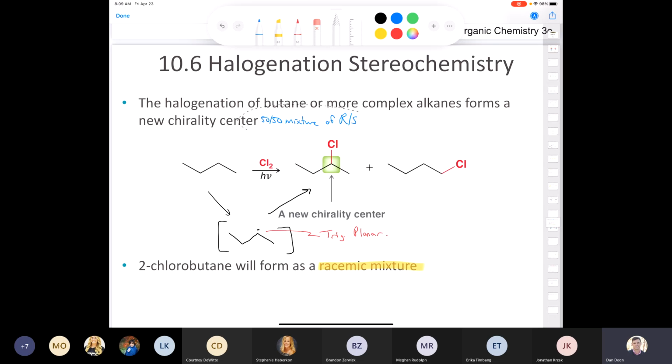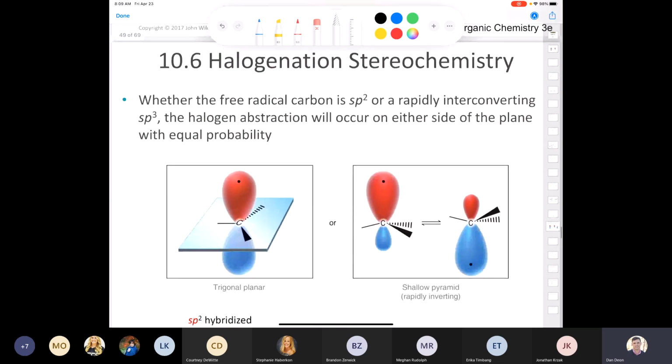So again, you see that it's not a stereoselective reaction, right? We end up with a mixture of enantiomers. The next slide is nothing more than rehashing the molecular geometry of the carbon radical, which again, you can regard as either being trigonal planar or a rapidly inverting shallow pyramid. But either way, we're going to assume that it is planar, and that therefore the halogen abstraction can occur on either face of the molecule with equal probability. And that's why we're going to end up with a 50-50 racemic mixture.